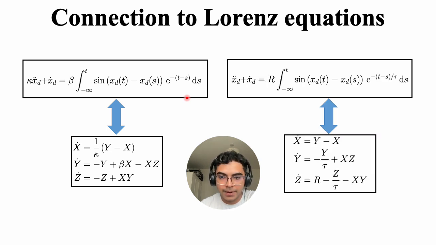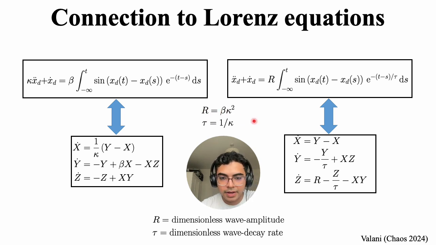then we end up with again a Lorenz system, but with the parameters r and tau, and these r and tau can be mapped to kappa and beta. And the reason for doing this is because now r and tau have nice physical interpretation in the context of the wave particle entity. So you can think of r as a dimensionless wave amplitude of the wave particle entity, and then tau is the dimensionless wave decay rate. So it can be directly linked to the memory of the system. So the larger the tau, the more slowly the waves decay.